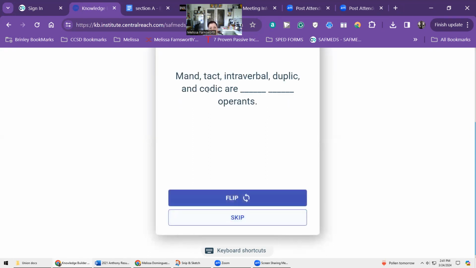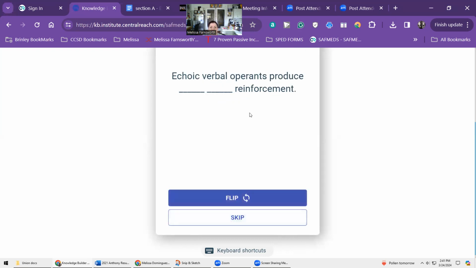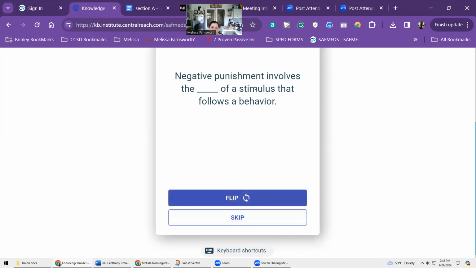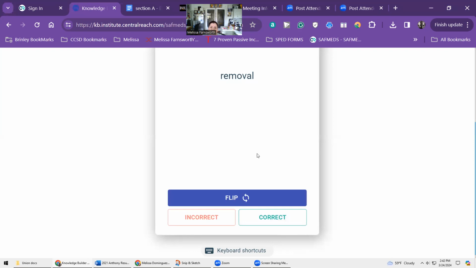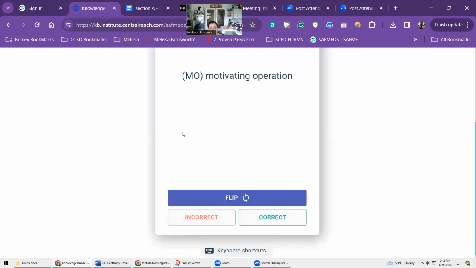Mand, tact, interverbal, duplic, and codic are elementary verbal operants. Echoic verbal operants produce generalized conditioned reinforcement. Negative punishment involves the removal of a stimulus that follows a behavior. The specific reinforcement that strengthens a mand is directly related to the relevant MO, motivating operation.